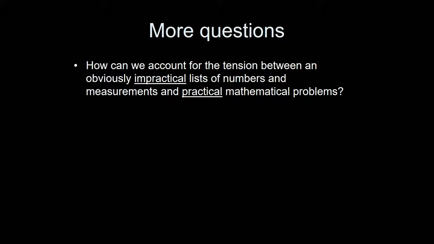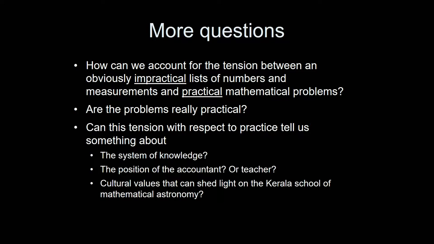So 8 mangoes cost 10 rupees, how much is 16 mangoes? Well, probably not 20 rupees, because the more you sell, the more discount you give. So even the rule of three, the most basic procedure, is not really practical. So maybe this tension between practicality and impracticality has to do with that. So this is the question: are the problems really practical?